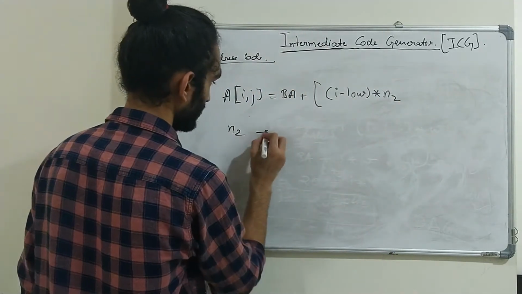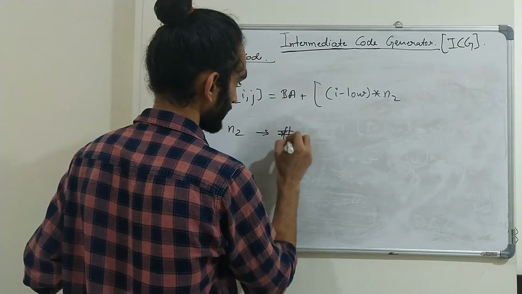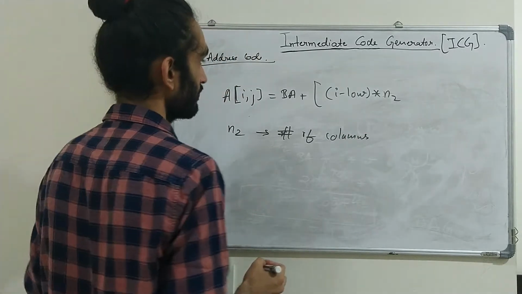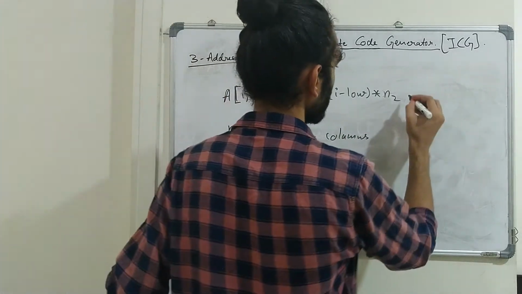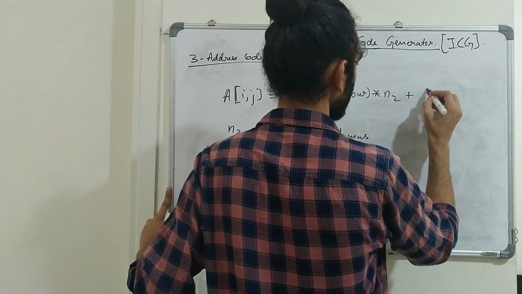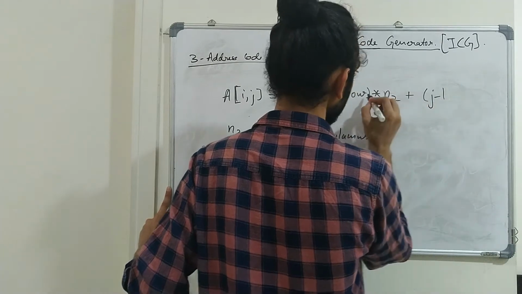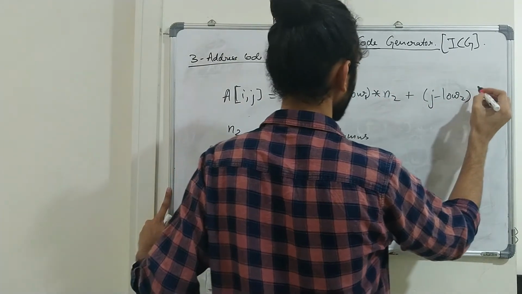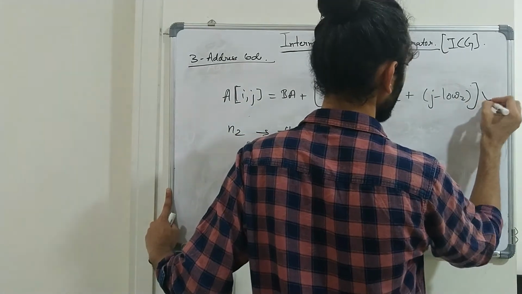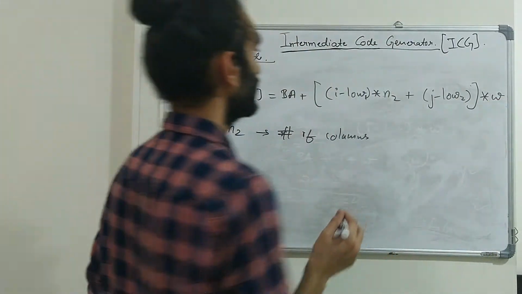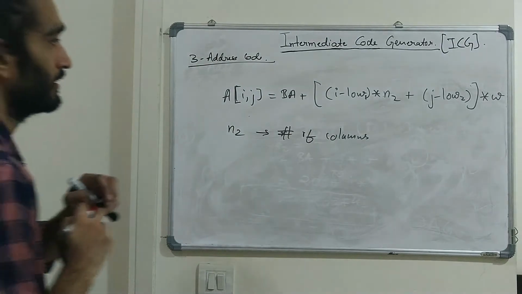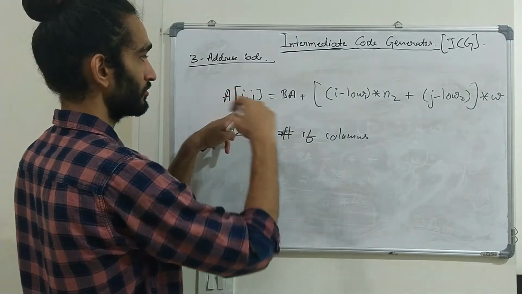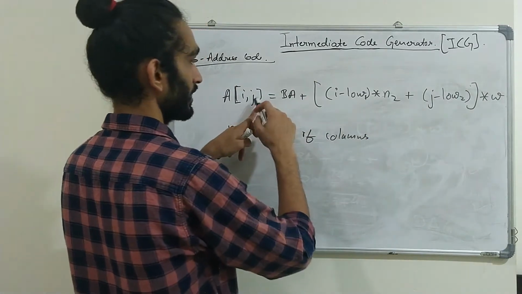n2 is nothing but the number of columns, right? Plus (j minus low2), the whole into word size. Simply I am writing this, right? This low1 is the starting position of the number of rows. This low2 is the starting position of the columns.